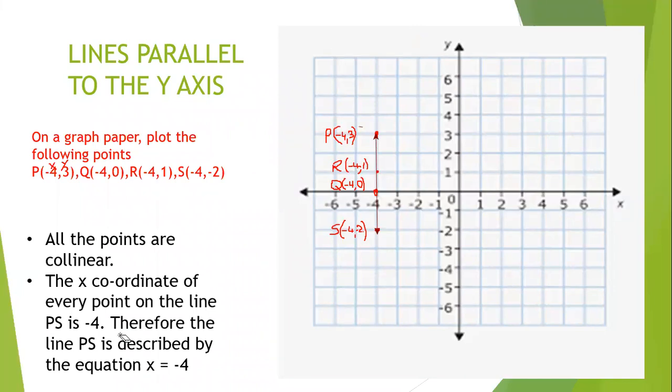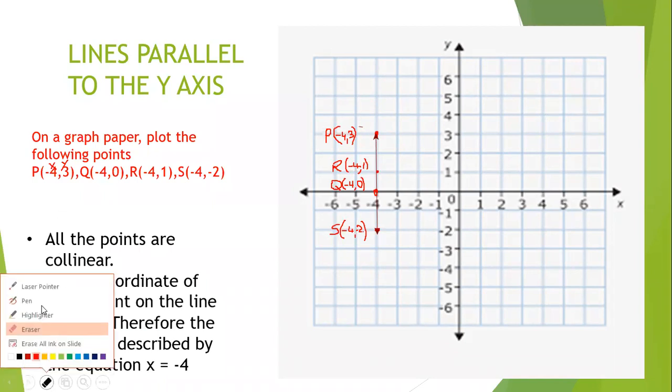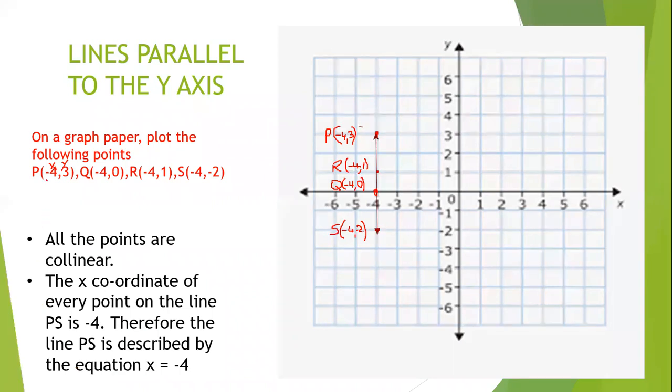And what about the x coordinate? If you see the x coordinate of all the points P, Q, R, S, it is -4. You can even see from here. See here we have -4, -4, -4 and -4. Or you can see over here also. So we can describe this line PS by the equation x is equal to -4.